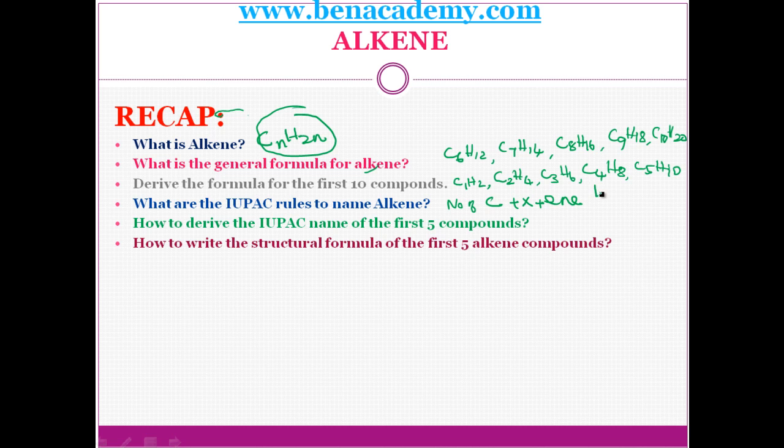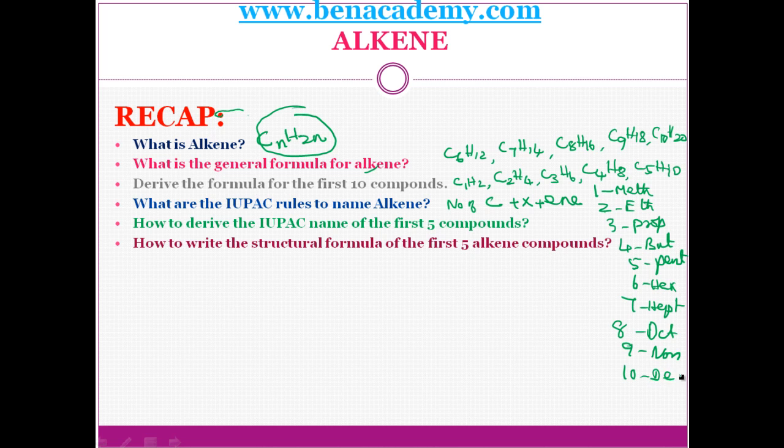We already know that if the number of carbons is 1, the starting name is meth. If the number of carbons is 2, it is eth. If 3, then it is prop. If 4, it is but. If 5, it is pent. If 6, it is hex. If 7, it is hept. If 8, then it is oct. If 9, it is non. If 10, it is dec.